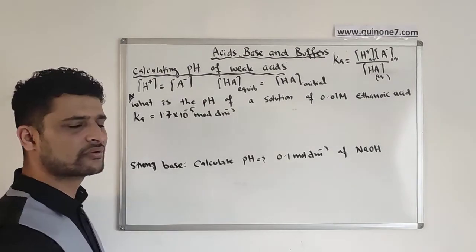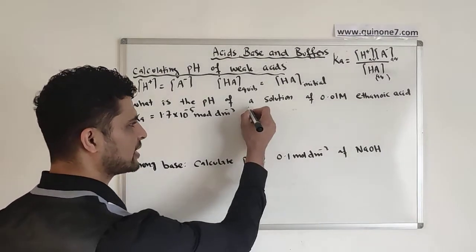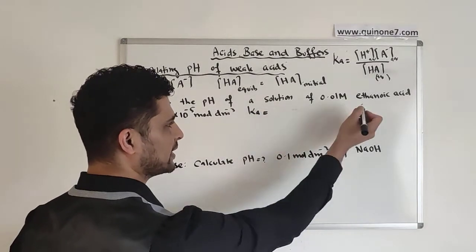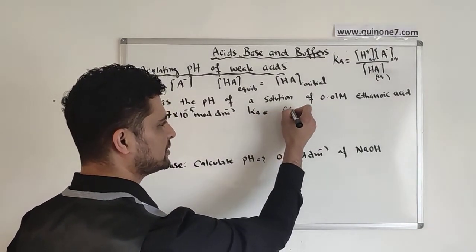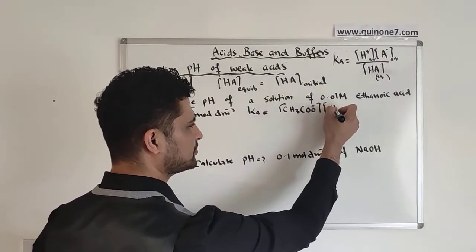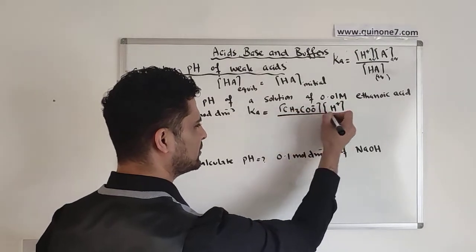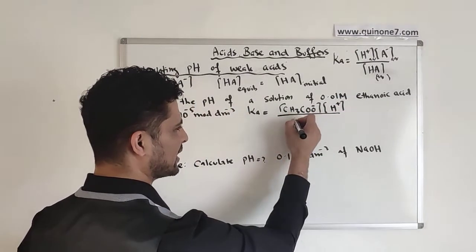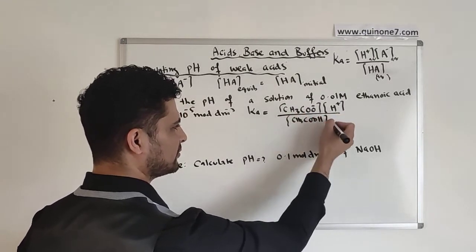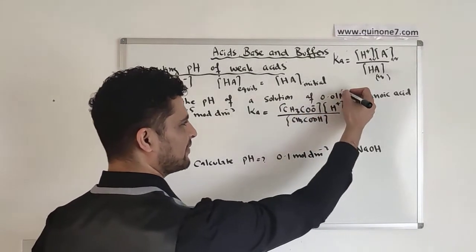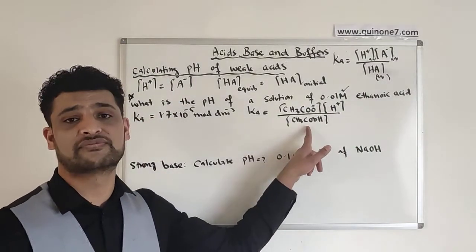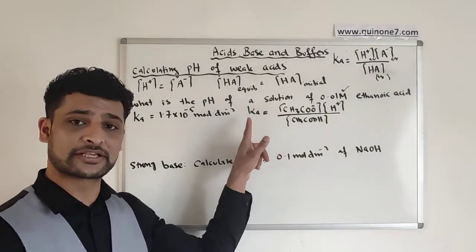First of all, we need to write down the expression of Ka. Ka is equal to the concentration of the products: the CH3COO negative ion and the H positive ion, divided by the concentration of ethanoic acid, which is CH3COOH. This will obviously be the same, so if they have given you this as the initial concentration, it will be the same even after equilibrium. This is because this is the equilibrium expression.